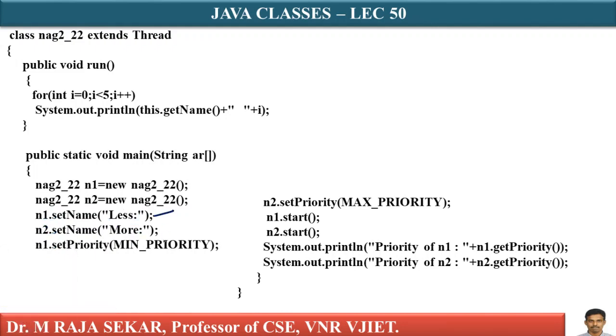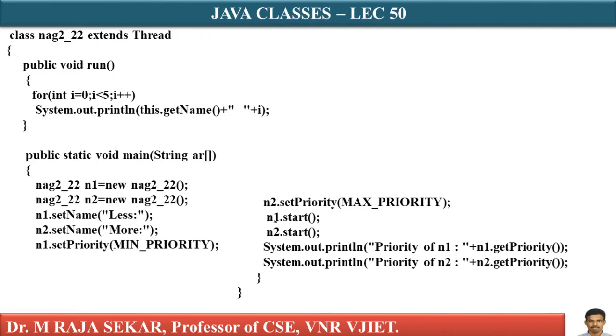Isn't it? What is min_priority? That is 1. And N2.setPriority, I am assigning it to my second thread. N2.setPriority is useful for setting or assigning the priority. What is max_priority? It's 10. It's a predefined constant which is defined in the Thread class.